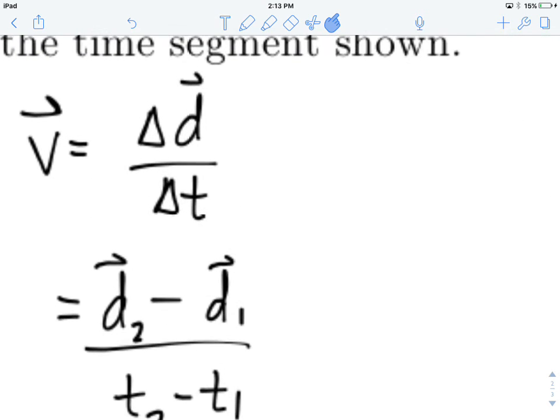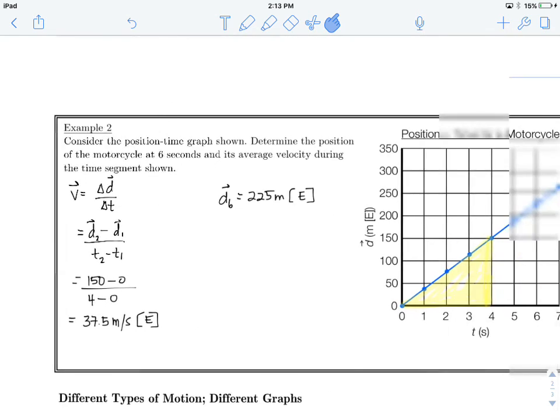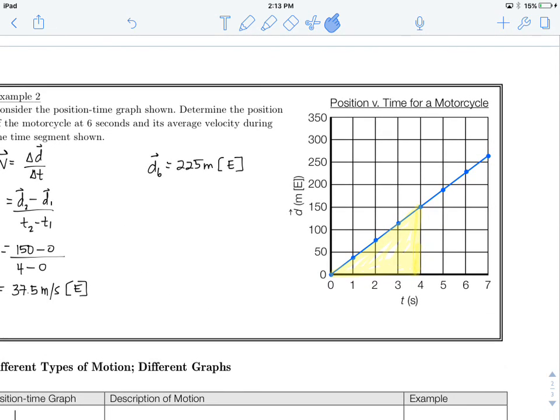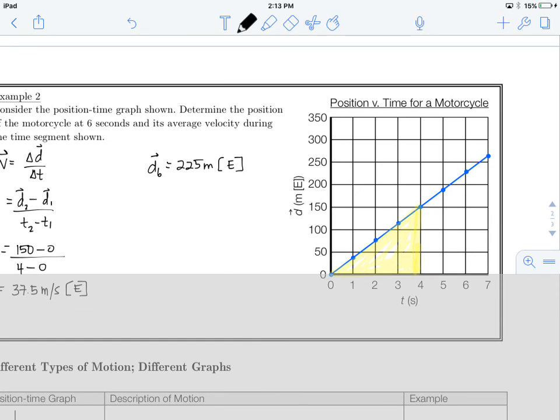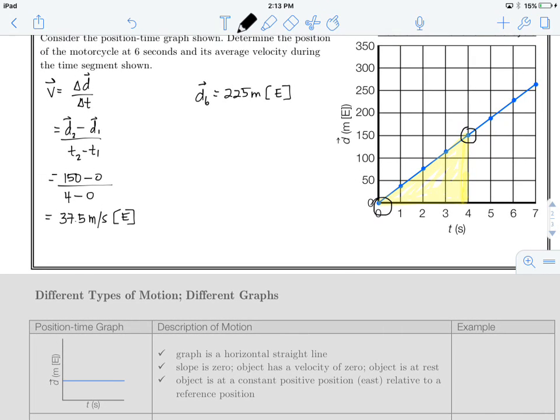And then if I want to do the velocity during the first 4 seconds, I'm going to pick 2 points. I need to find the slope of that line. So I'm going to pick any 2 points. It so turns out that I've chosen the first and the last because those are very well defined points. And so I got 150 minus 0 over 4 minus 0, and I get 37.5 meters per second east as the average velocity.